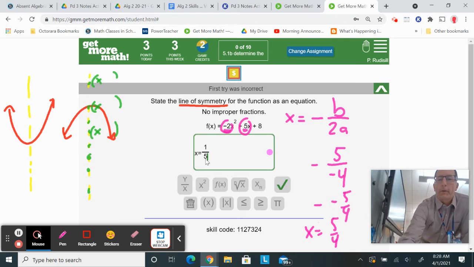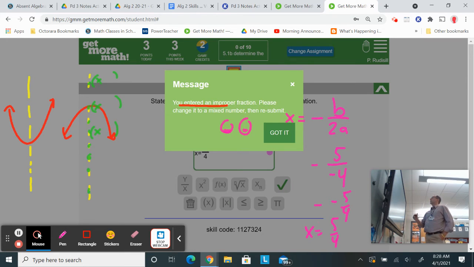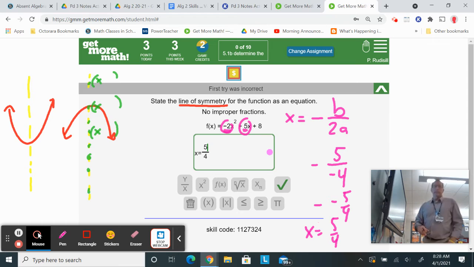But hey, that's how you figure out, and when you get these dots and you make a mistake, you go back and fix them. Let's check now how we did. You entered an improper fraction. Please change it to a mixed number. So it didn't mark it wrong. It just gave me a hint. So let me go back.